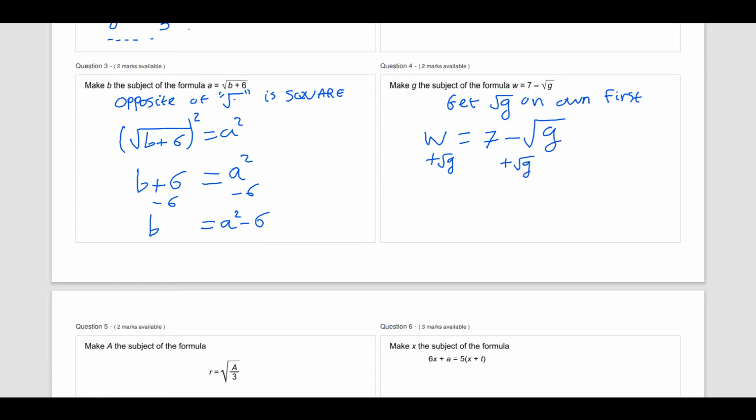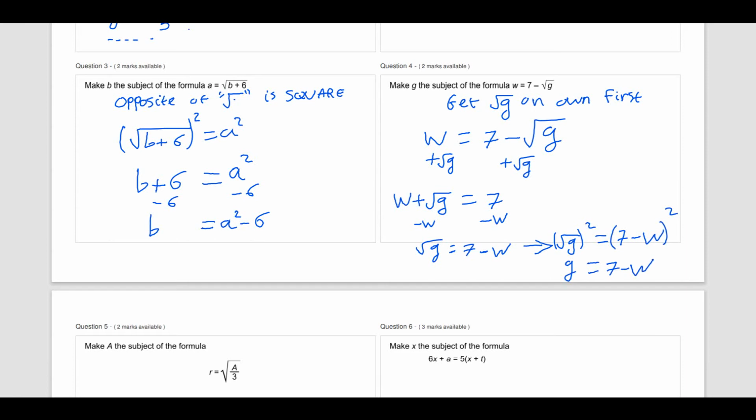So that on the left-hand side, I now have w plus root g is equal to 7, because minus root anything plus root of the same thing is naught. So what I'm going to do now is subtract w from both sides so that I have root g is equal to 7 minus w. And then my last step is to remember that the opposite of square rooting is squaring. So I'm going to square both sides. So root g squared is going to be 7 minus w all squared. Root g squared is g, so I have g is 7 minus w all squared.